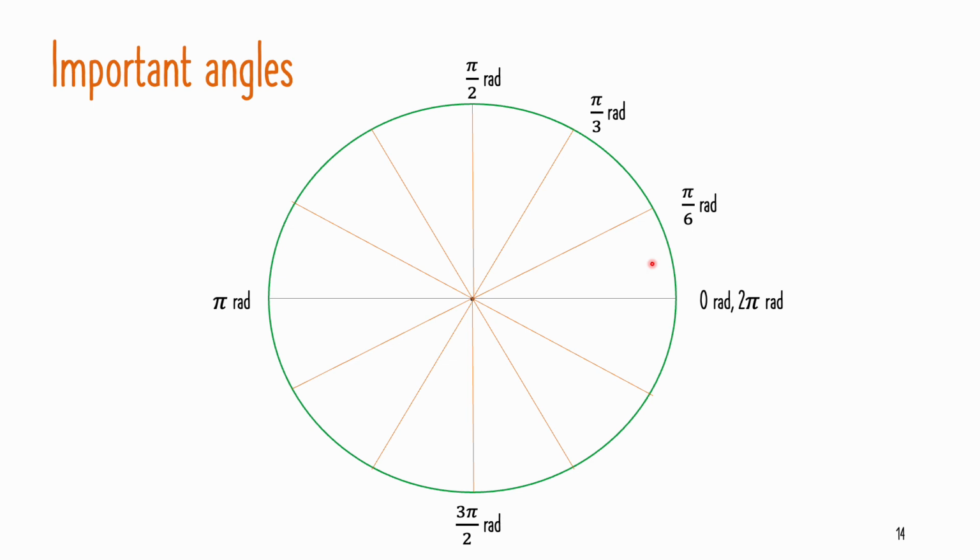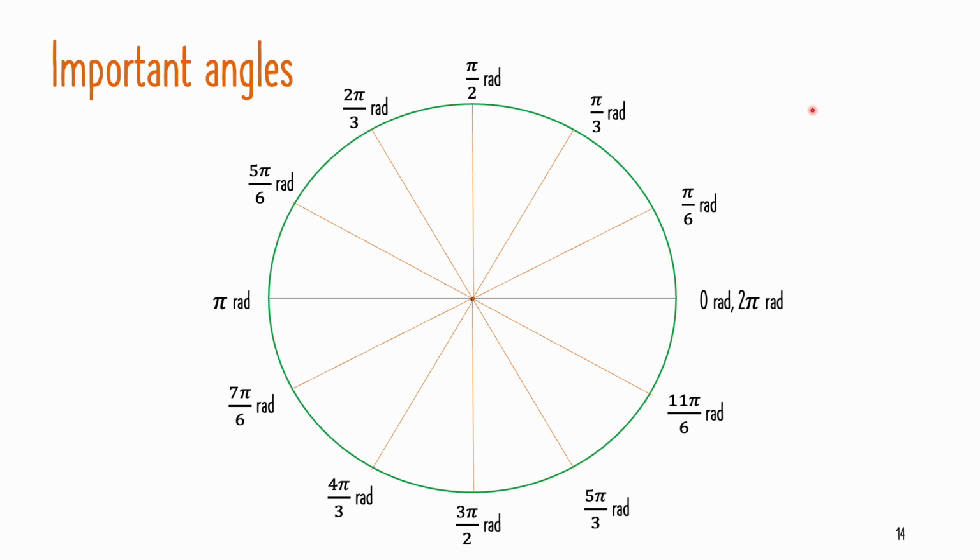Okay, and then when we move to the second quadrant, we will end up with 2 pi by 3 radian, then 5 pi by 6 radian. Third quadrant, we will have 7 pi by 6 radian, 4 pi by 3 radian. Fourth quadrant, we will have 5 pi by 3 radian and 11 pi by 6 radian.